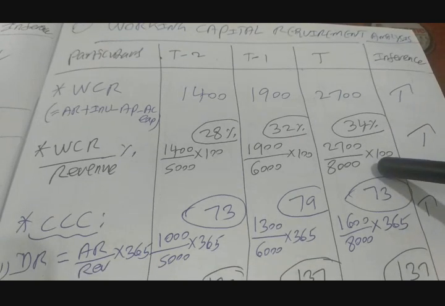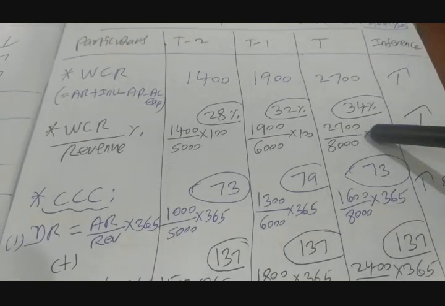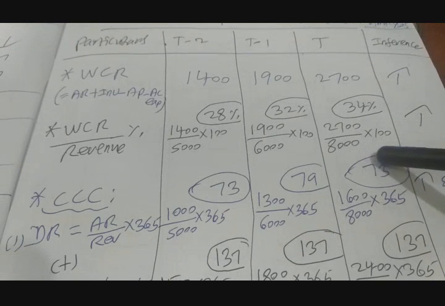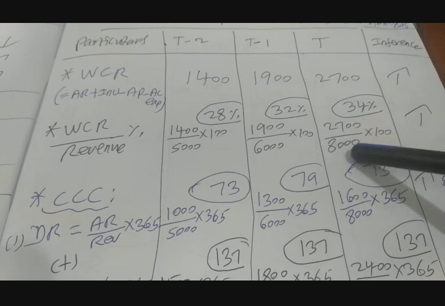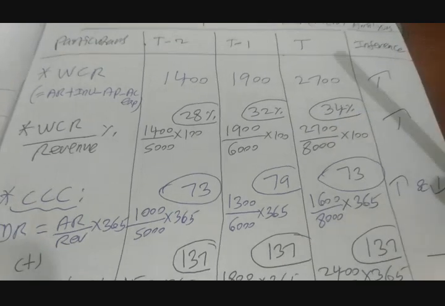How do we get that? We get working capital requirement of 2700 divided by revenue of 8000 multiplied by 100. So if you do that, what is the inference here, guys? Actually it is increasing by 2% every year. So that means the company is spending or investing more in terms of working capital as a percentage of revenue. That's what you are getting here.